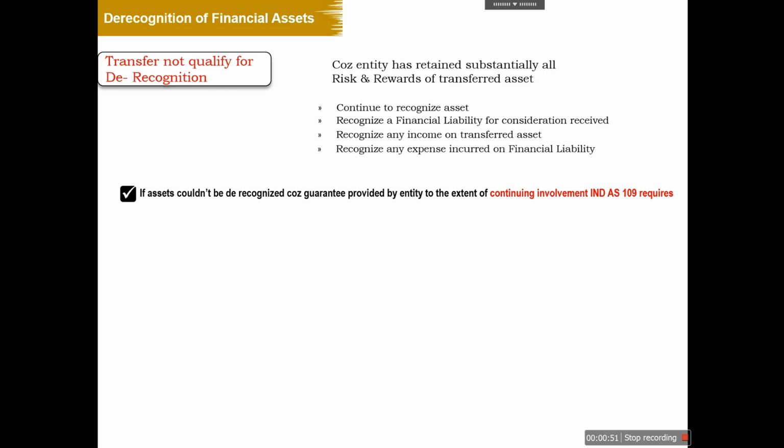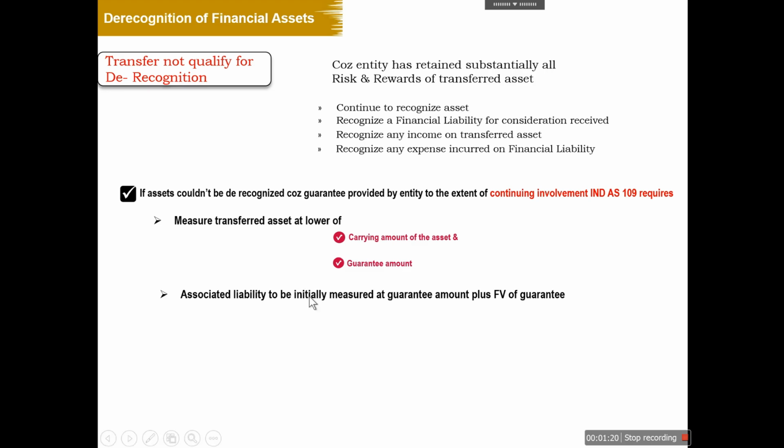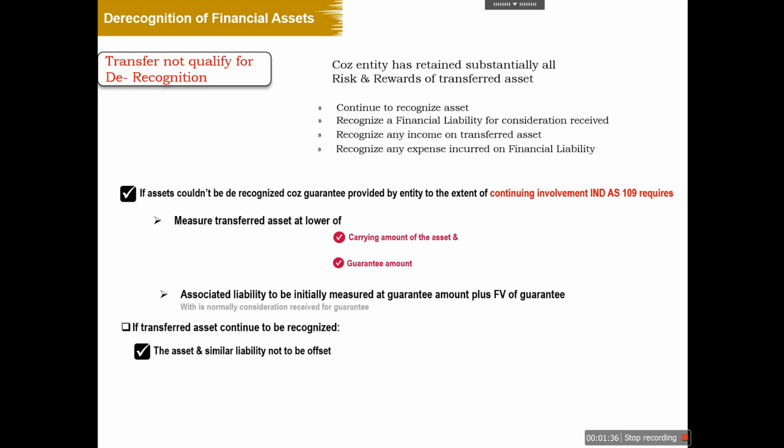For example, if assets could not be derecognized because of a guarantee provided by the entity, so in this case of continued involvement, Ind AS requires that the entity needs to measure the transferred asset at the lower of the carrying amount of the asset and the maximum amount of the consideration received in the transfer that the entity could be required to repay. It means the guarantee amount. So the asset will be measured at the lower of the carrying amount of the asset or the guarantee amount. Apart from it, the associated liability is to be initially measured at the guarantee amount plus the fair value of the guarantee, which is normally the consideration received for the guarantee. And if the transferred asset continues to be recognized, in that case, the liability and asset are not to be offset with each other, and no offset of any income from the transferred asset with any expense incurred on the associated liability.